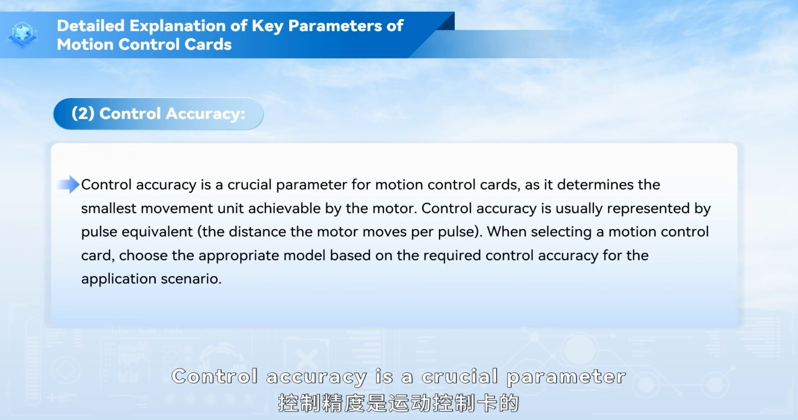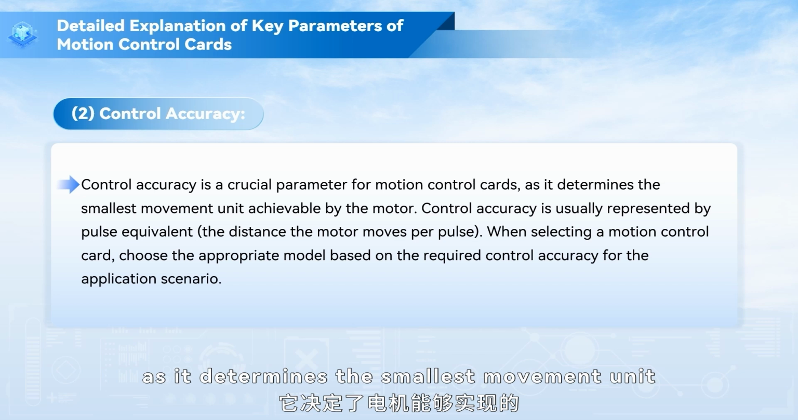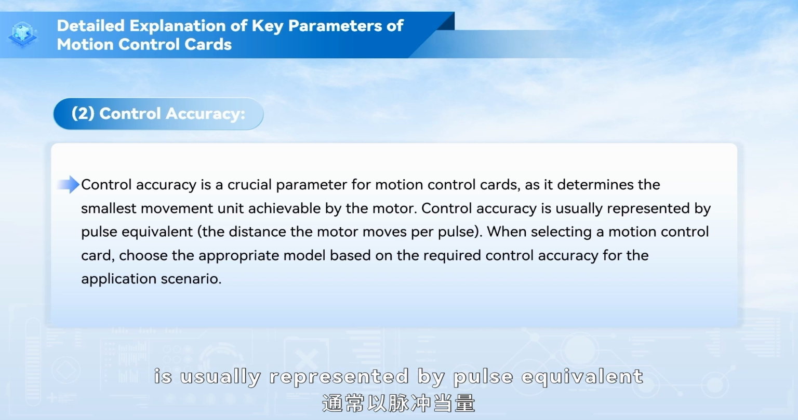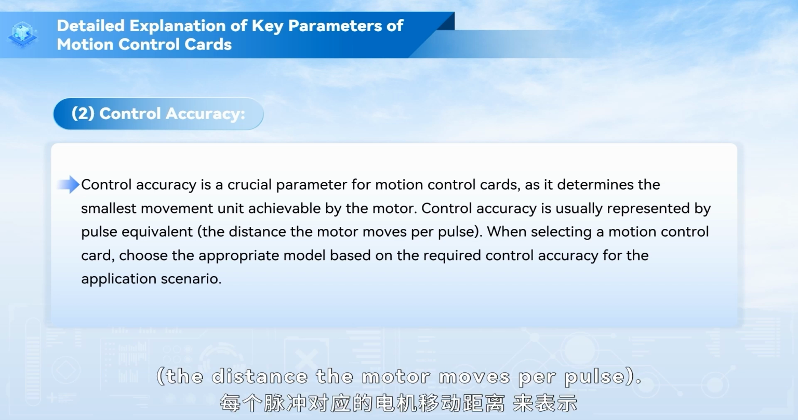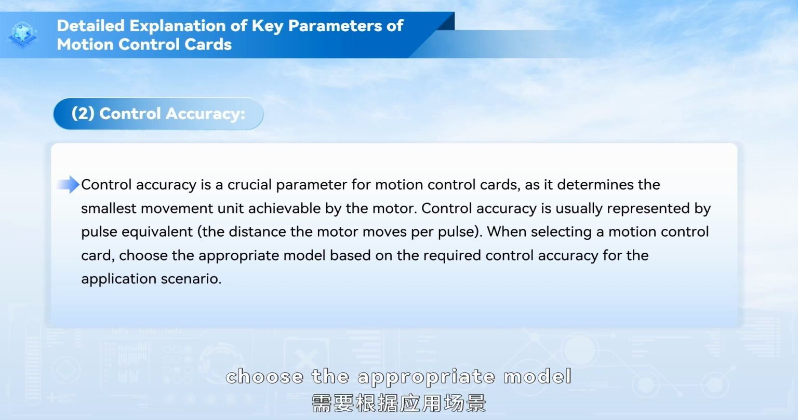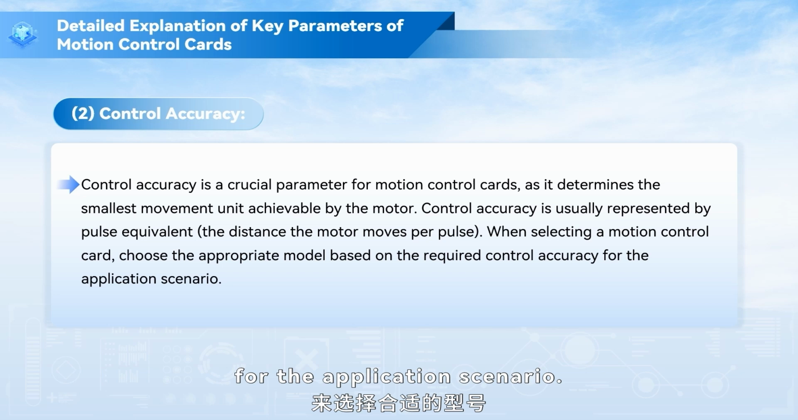2. Control accuracy. Control accuracy is a crucial parameter for motion control cards, as it determines the smallest movement unit achievable by the motor. Control accuracy is usually represented by pulse equivalent, the distance the motor moves per pulse. When selecting a motion control card, choose the appropriate model based on the required control accuracy for the application scenario.